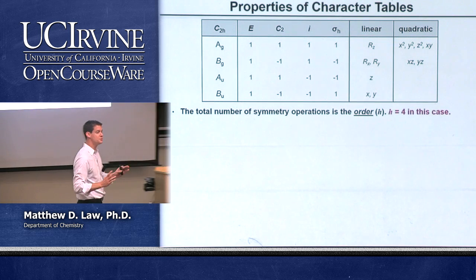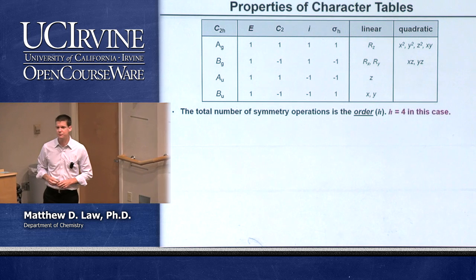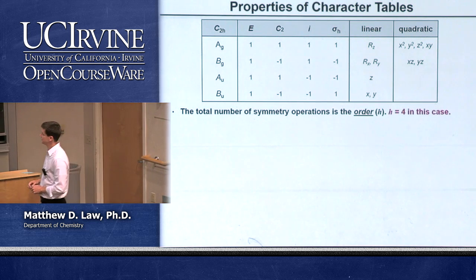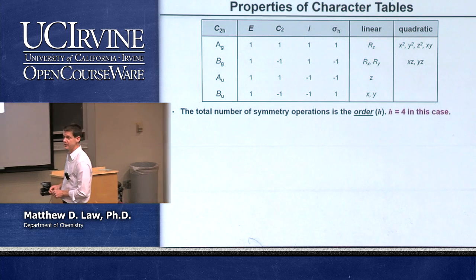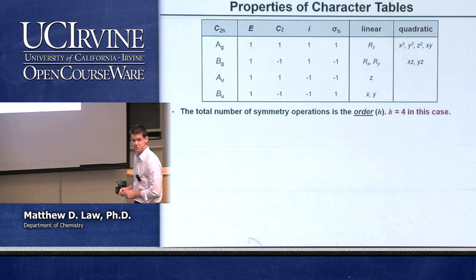Okay, so there are some rules about character tables that we need now to understand. And these rules come out of group theory. Again, we're talking about the results, we're not talking about the derivations. So when you look at a character table, this is the full character table in its full glory. The total number of symmetry operations, as we've already said, is the order h. In this case, we have 4. So h is equal to 4 for C2h.